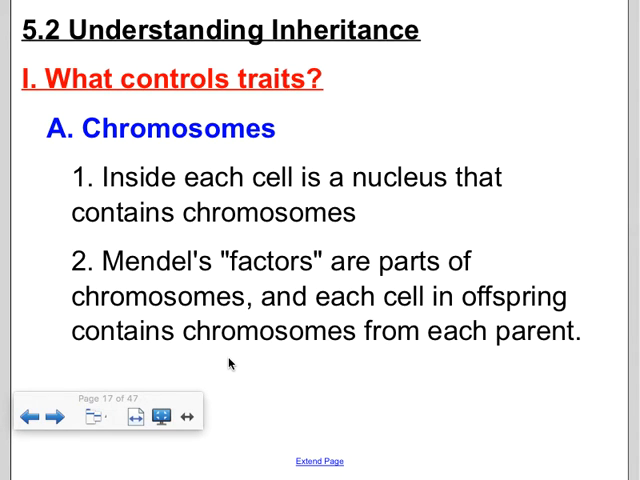Okay, so anyways, today's lesson is on 5.2, Understanding Inheritance. It's going to be a lot of vocab. Okay, a lot of vocab. Next. Thanks, Edwin. Anyways, so what controls traits?